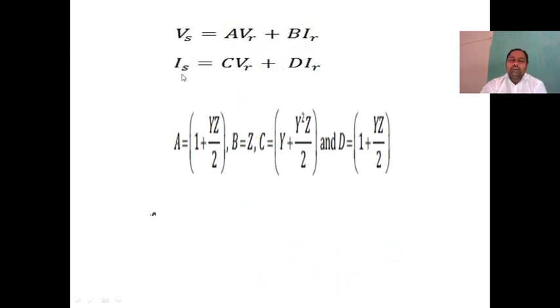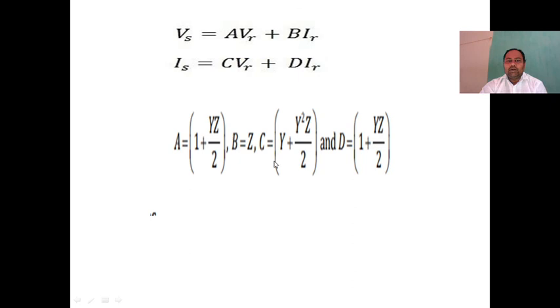We know from the basic equations, Vs is equal to A VR plus B IR, and Is is equal to C VR plus D IR. Comparing with the basic equations, what are the constants A, B, C, D? The VR coefficient A is equal to 1 plus YZ by 2, constant B is equal to Z, and C is equal to Y plus Y square Z by 2.